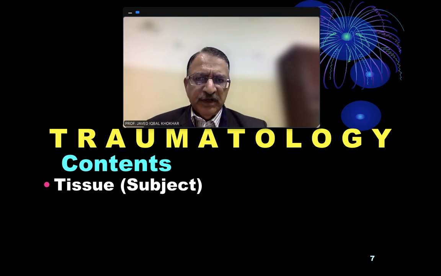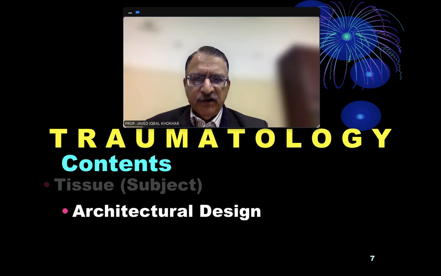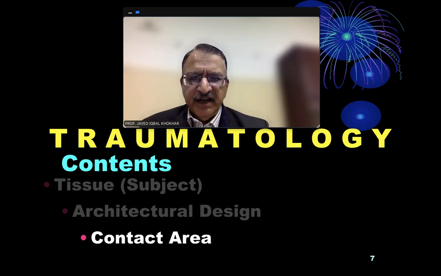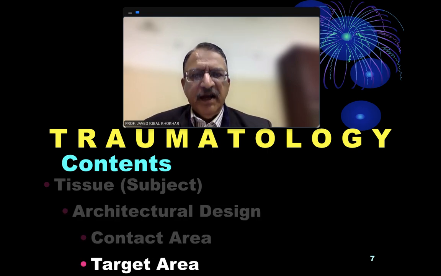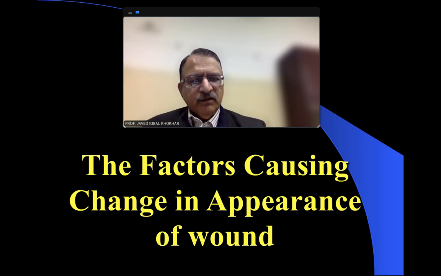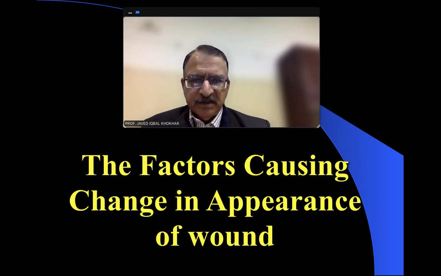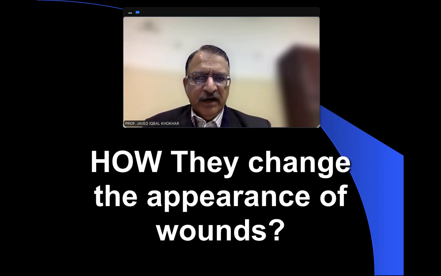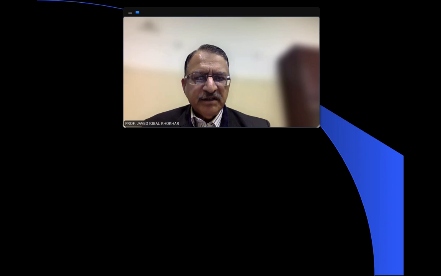Then tissue, because the human body is made up of different types of tissue, so every tissue will behave differently according to the architectural design, contact area and the target area. Contact area is different and target area is different. We'll explain that. So starting with the discussion, what are the factors which are responsible for the change in appearance of the wound, and how they change the appearance of the wound.